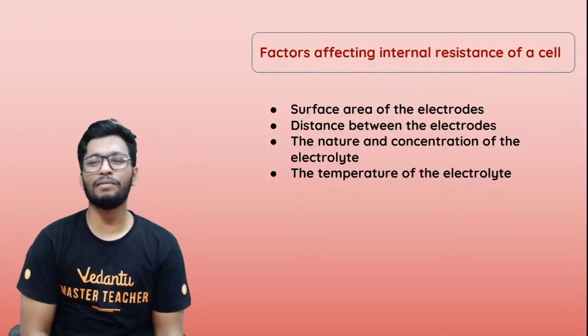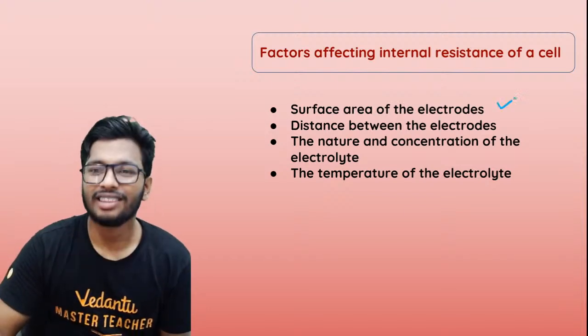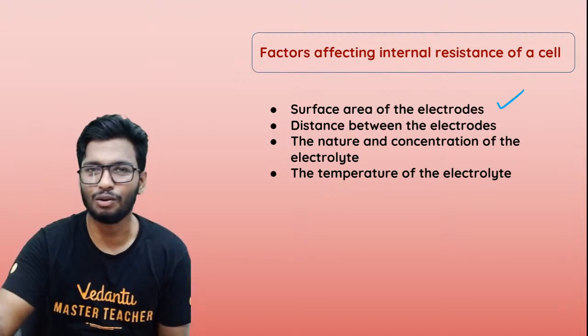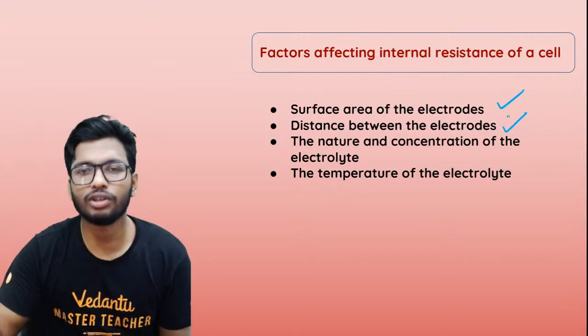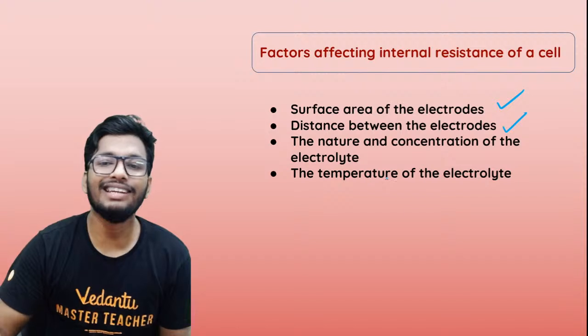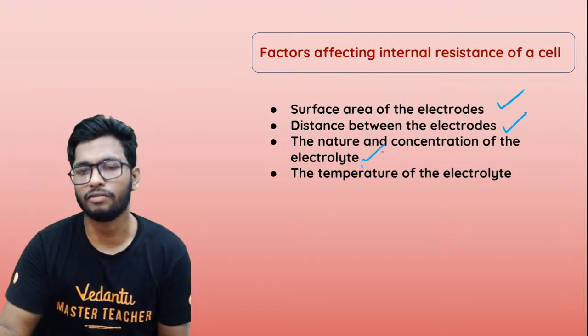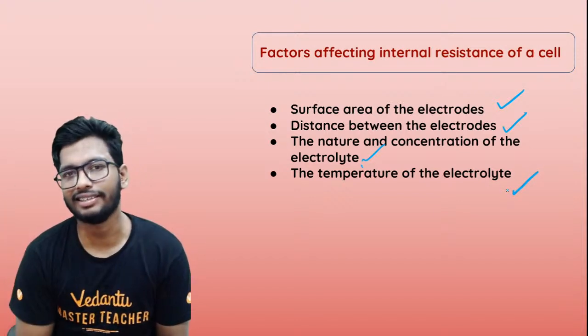Alright, so once again, the factors affecting the internal resistance of the cell: one is the surface area of the electrode. The greater the surface area, the lesser would be the resistance, because the electrons will have more space to move around. Distance between the electrodes: the more the distance, the greater would be the resistance. The nature and the concentration of the electrolyte as well, because different materials have different resistance. And finally, the temperature of the electrolyte. The greater the temperature, the more would be the internal resistance.